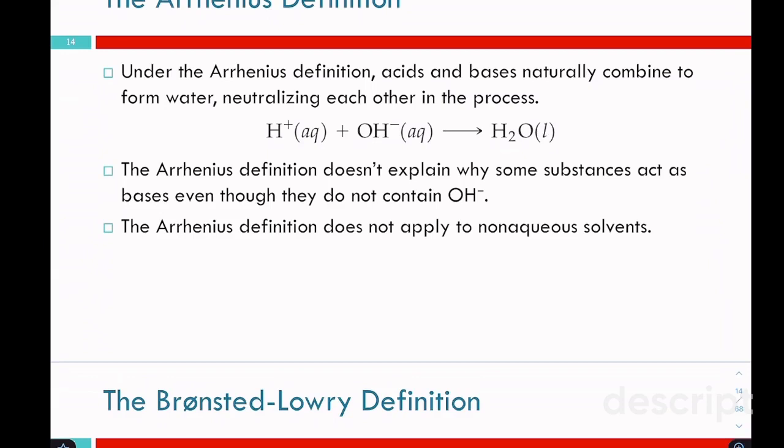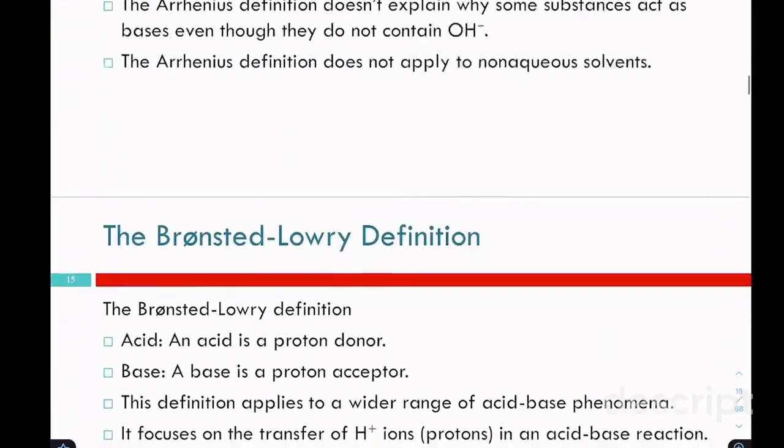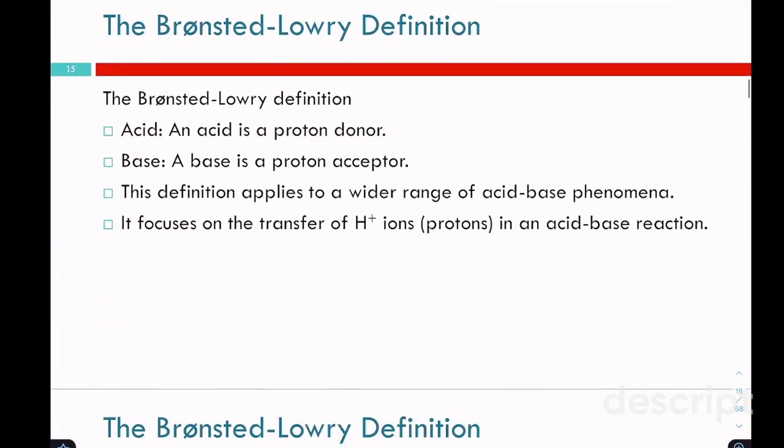This doesn't explain, though, all substances that can act as bases. Some things, even though they don't add OH minus to a solution, end up creating hydroxides in the solution. So the Arrhenius definition is kind of an incomplete definition. The better definition is the Bronsted-Lowry definition.